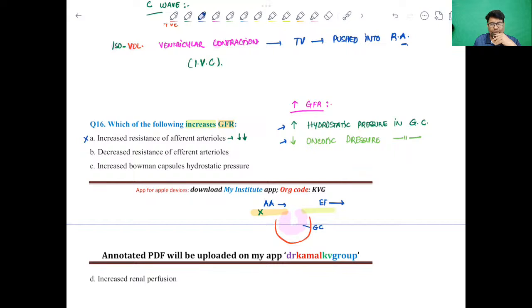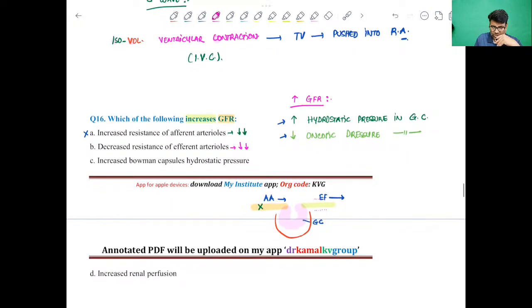Decreased resistance of the efferent arteriole. It means the efferent arteriole dimensions will increase, and once they increase, more of the blood will flow out of the glomerular capillaries. So again the hydrostatic pressure will reduce, and if the hydrostatic pressure reduces, obviously GFR is going to be reduced. So this is also not the answer.